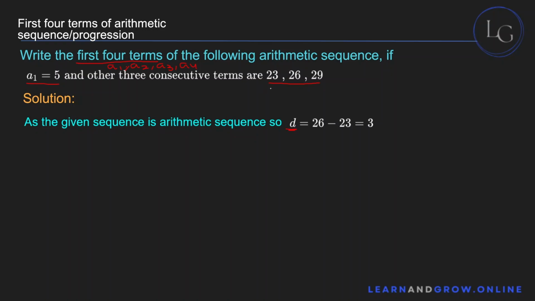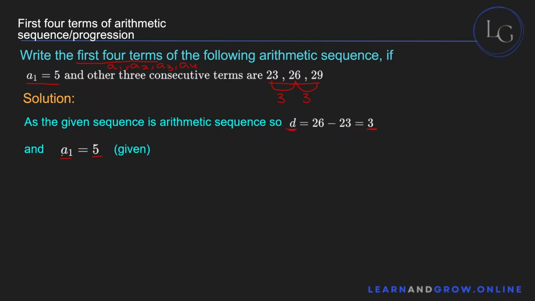So, the common difference is applicable for all consecutive terms. Every two consecutive terms in the arithmetic sequence will always have the same common difference. So the difference between 23 and 26 is 3. The difference between 26 and 29 is also 3. So d is equal to 3. The common difference is 3. Now, using this information and the fact that a1 is equal to 5, we have to find a2, a3, and a4.